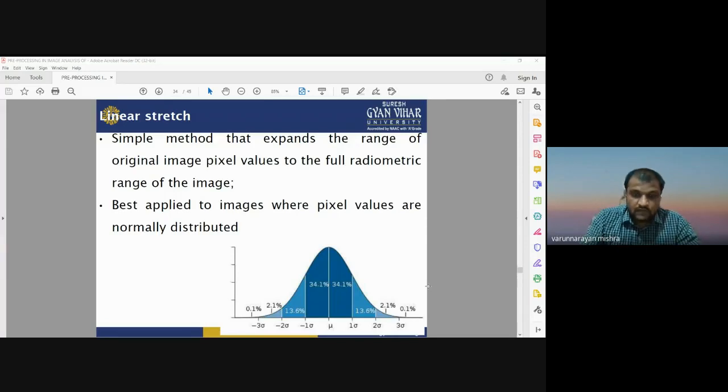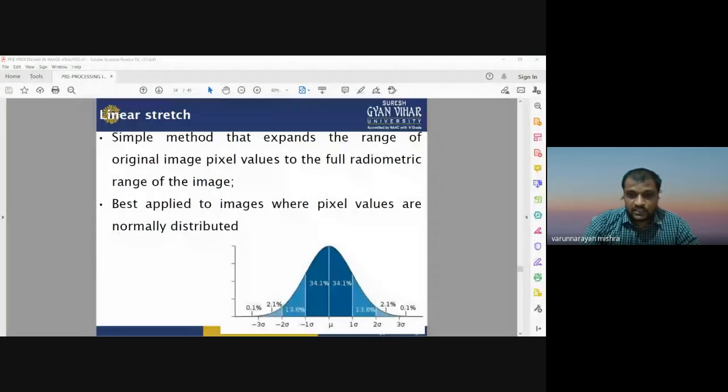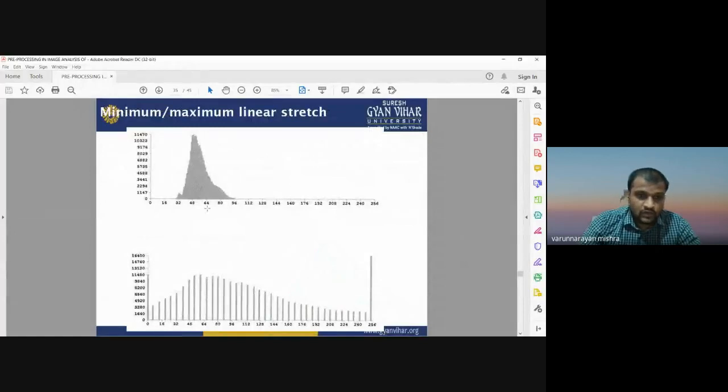If the pixel values of an image have such a normal distribution, we can easily perform linear stretching so that we can expand or stretch the range of the original pixel values to the full radiometric range of that image, either 8 bit, 10 bit, 12 bit, or 16 bit, anything can be done. Okay, so this is about linear stretching. Now, in this figure you can see how it works.